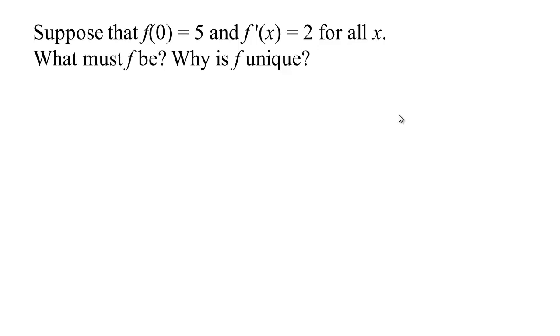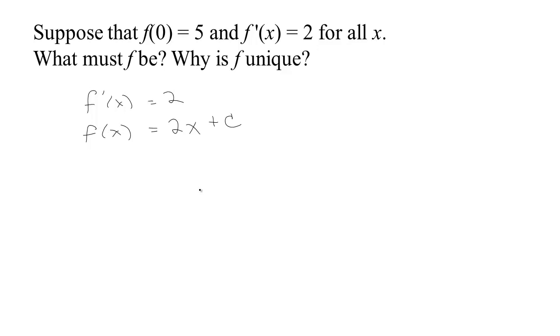Let's look at an example of using corollary 2. So we know that we have this function and it goes through the point (0, 5), because when you plug in 0, 5 comes out, and its derivative is 2. So we know this, f prime of x equals 2. So one possibility would be that f of x is equal to 2x. Of course, we could add any constant in and the derivative would still be 2.